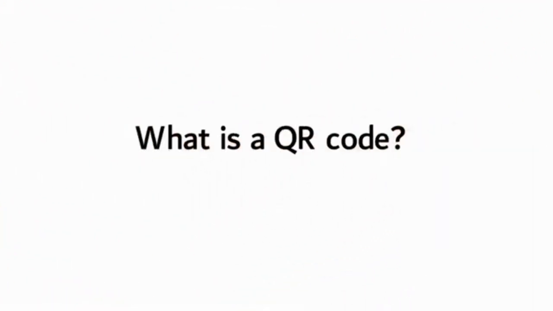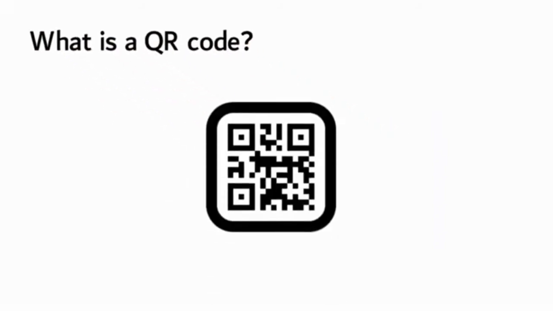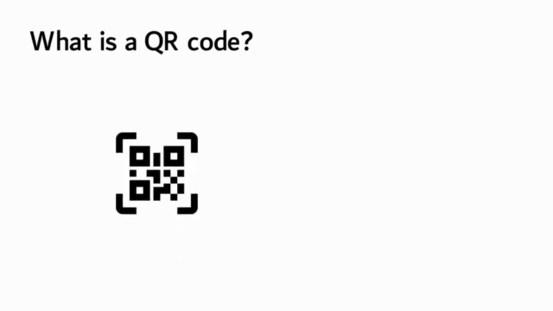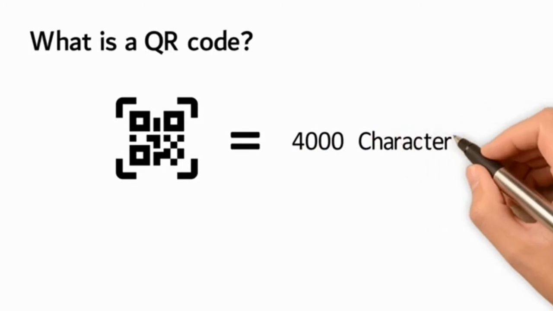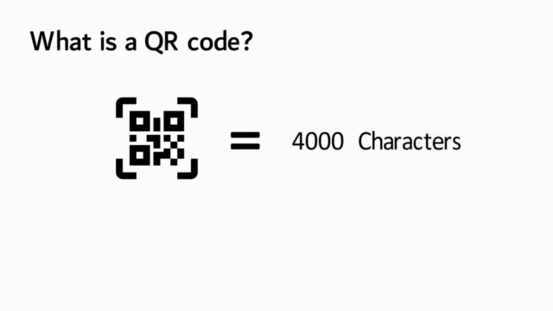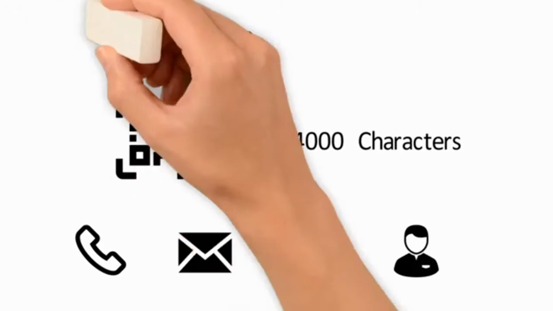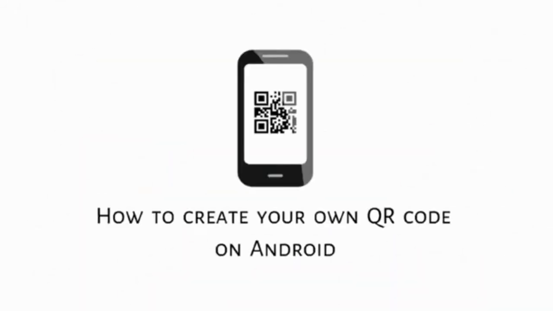Quick Response Code, known as QR code, is a machine-readable code, formed using an array of black and white squares. It can be read using a QR code scanner app. A QR code can store approximately 4,000 characters. You can create a QR code for your phone number, email, website, social media profile, and other kinds of short texts. So, in this video, let's see how to create your own QR code on your Android phone.